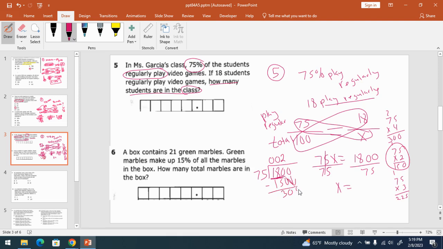Bring it down. I'm going to guess again, which I already have it here. There's no need for me to guess. It will be 4. So I know that the total students in the classroom is 24. So out of those 24, 18 of them play regularly. There's a total of 24 and 18 of them play regularly. That's how we get 75%.